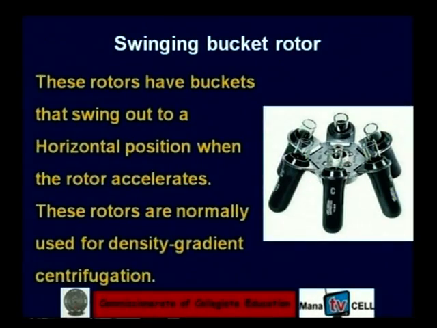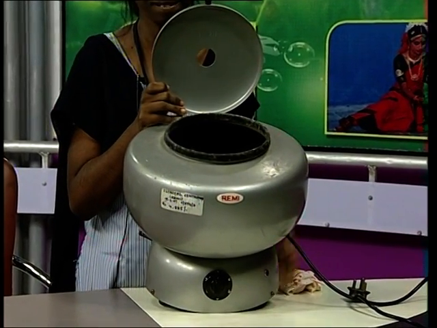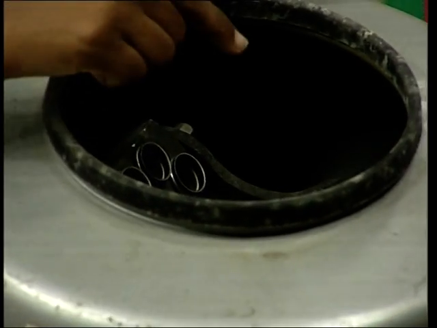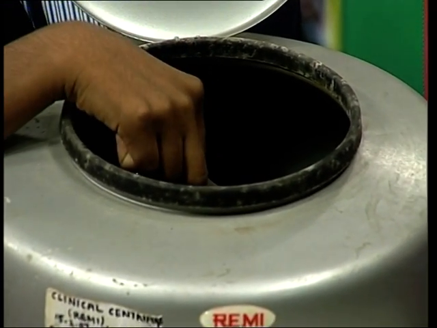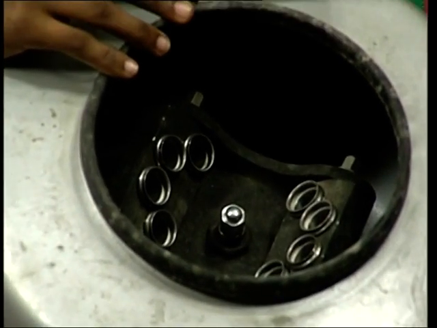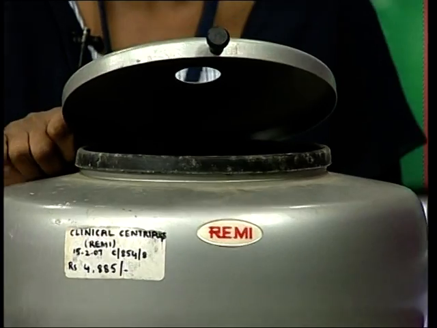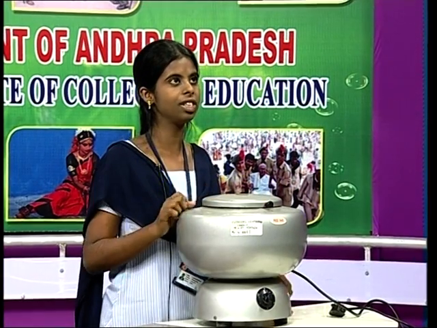The next one is swinging bucket rotor. In a swinging bucket rotor, as the speed of the rotor increases, the angle of the centrifuge tube also changes. This is the clinical centrifuge technique. This is the clinical centrifuge. Usually we can see a swinging bucket rotor. Here the angle of the tube changes based upon the speed of the rotor. Clinical centrifuges are commonly seen in clinical laboratories for the separation of cell components or cell count, like how many RBCs and how many WBCs are present in our blood.